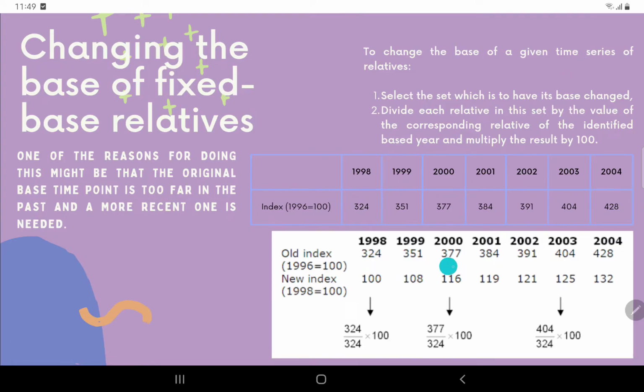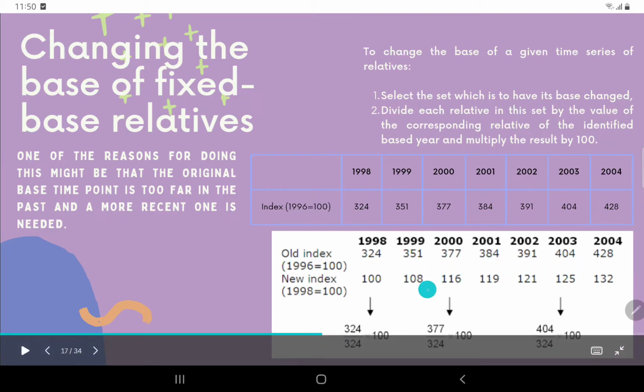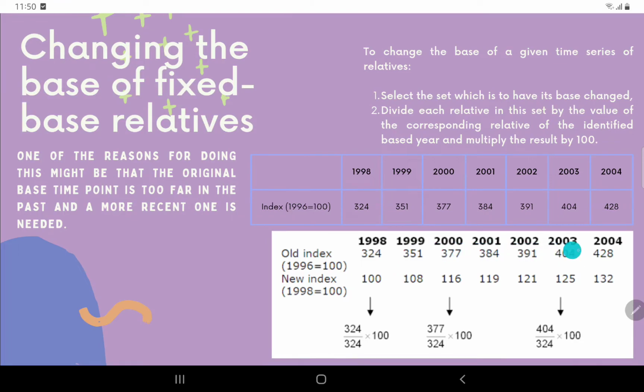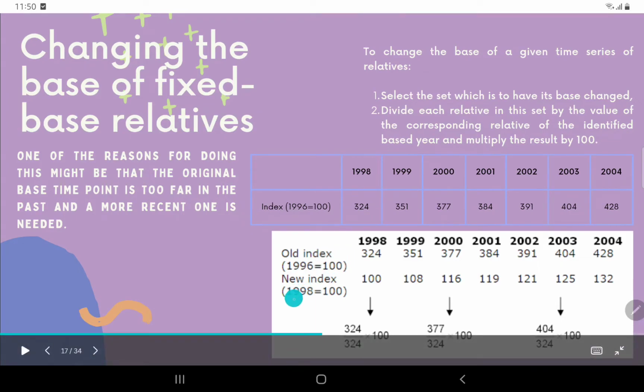And then each of these relative on the other sets, kita divide by the value in the base set, and then multiply the result by 100. So this is the old index which we use the year of 1996 as its base. So if we want to choose 1998 as our new base, we need to change all of these values into the new values. Okay, so macam mana nak ubah dia?